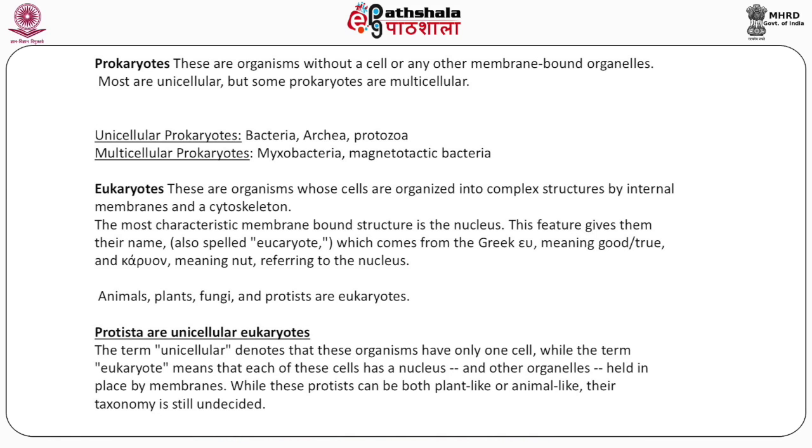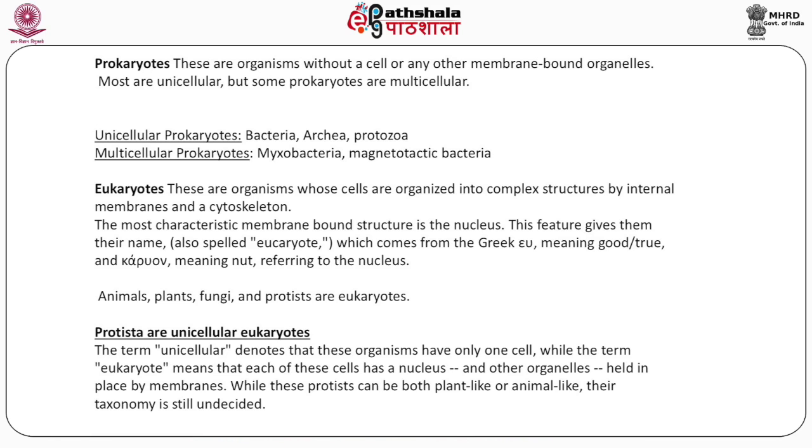And what are eukaryotes? These are organisms whose cells are organized into complex structures by internal membranes and a cytoskeleton. The most characteristic membrane bound structure is the nucleus. This feature gives them their name, also spelled eukaryote, which comes from the Greek meaning good and true and meaning nut, referring to the nucleus. Animals, plants, fungi and protists are eukaryotes.